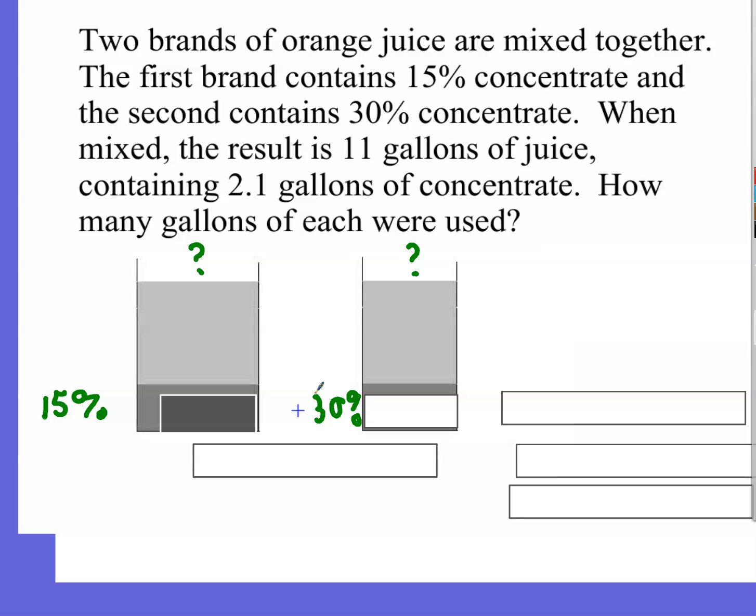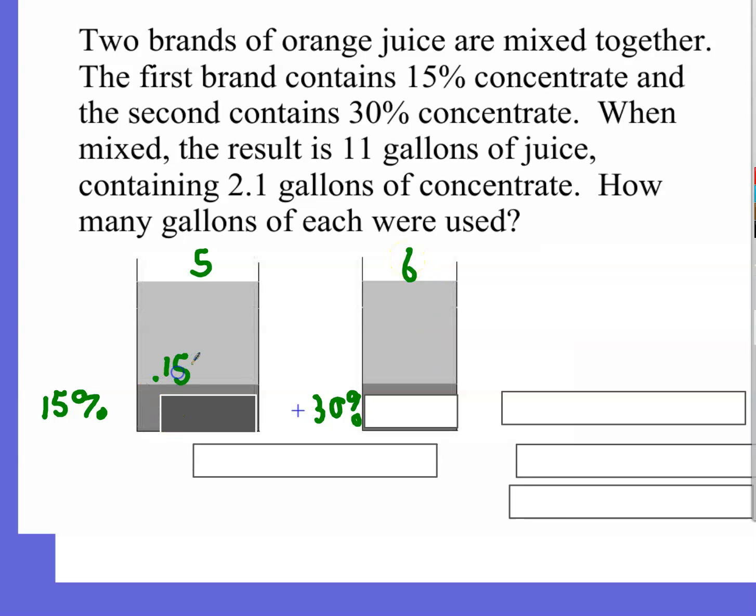One option, of course, is to just take a guess at what this amount is and what that amount is, and make sure they add up to 11. So how about 5 and 6? That's not going to hurt anything. But now I've got to figure out how much concentrate is in here. I've got to figure out what 15% of 5 is, and what 30% of 6 is, because 15% of 5 is how much concentrate is in the first one, and 30% of 6 is how much concentrate is in the second one. So let's calculate those.